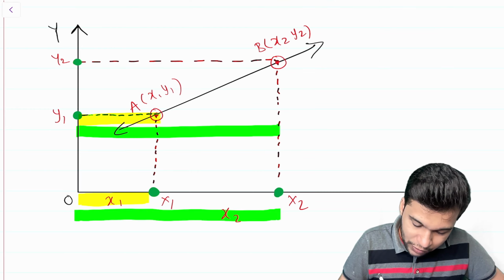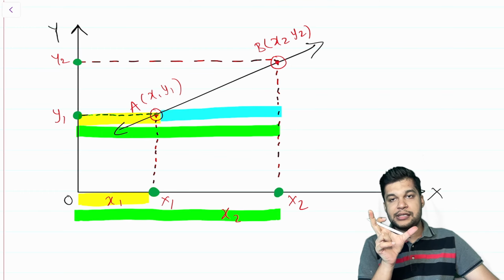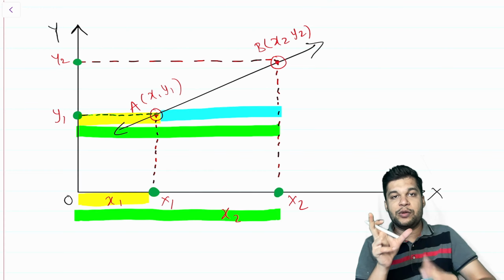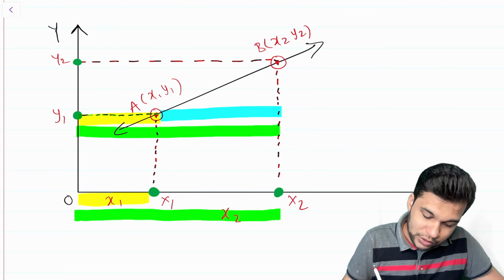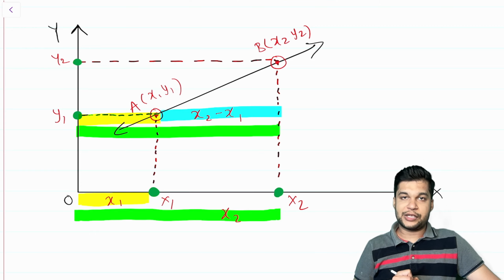So can you tell me what will be this distance, the blue highlighted one? So this bigger distance is x2 and the smaller distance is x1. So what will be the remaining distance? The remaining distance will be x2 minus x1, right? So this distance will be x2 minus x1.